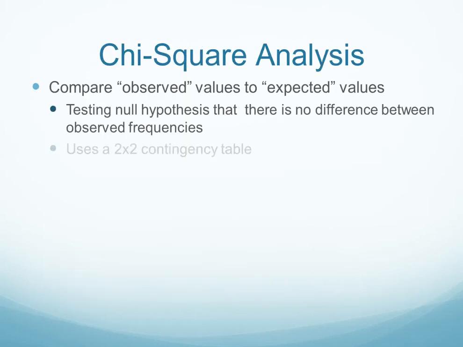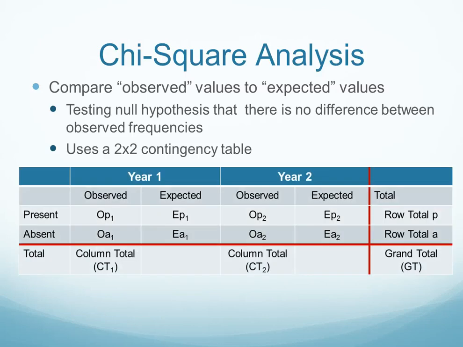Let's look at chi-squared analysis. With a chi-squared analysis, what we do is we compare our observed values to expected values. And we are testing a null hypothesis that there is no difference between the observed frequencies. So again, these can be frequencies taken at one site over different time periods or between 2 different sites. And so we use a 2x2 contingency table in which, in this case, we're comparing years.